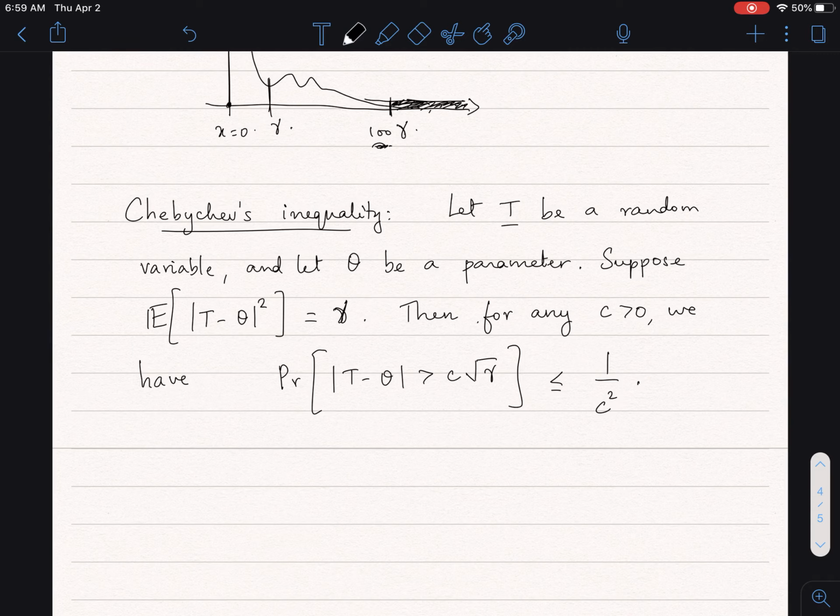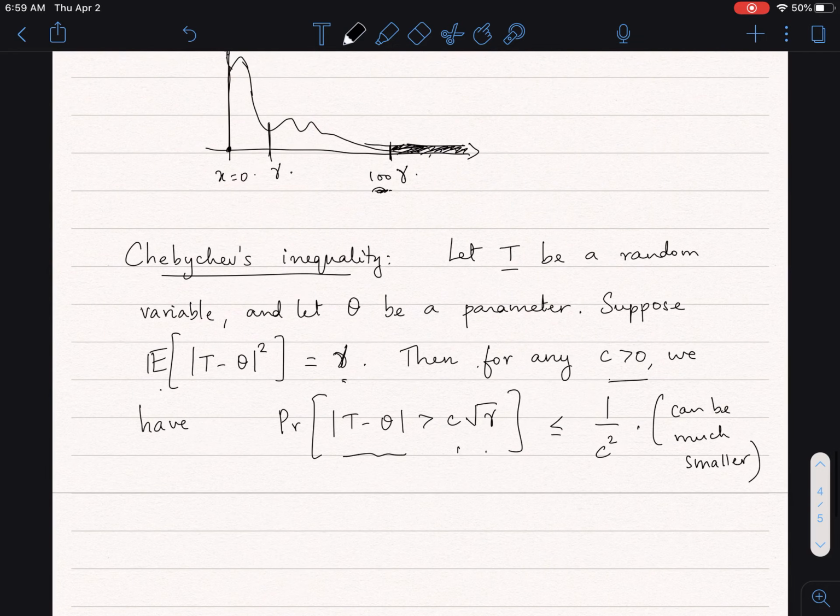So suppose T is a random variable, and suppose theta is some parameter, and suppose you know that the expected value of (T minus theta) whole squared is equal to some gamma. Then it says that for any c more than 0, the probability that |T minus theta| is more than c times square root gamma is at most 1 by c squared. It can be much smaller, but it's no larger than 1 by c squared. Okay, so that's what Chebyshev's inequality says.